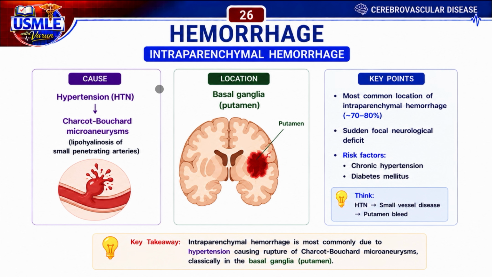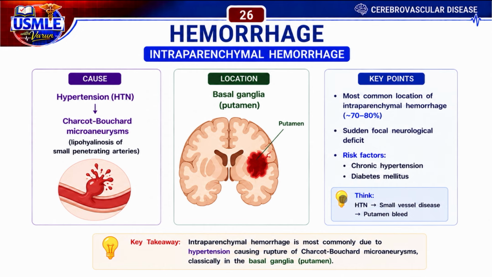Coming to intraparenchymal hemorrhage, it's most commonly caused by chronic hypertension. Mechanism of this could be rupture of small vessels or Charcot-Bouchard microaneurysms, where there is lipohyalinosis of small penetrating arteries. Location of this intraparenchymal hemorrhage could most commonly be the basal ganglia, especially the putamen. Most common location of intraparenchymal hemorrhage is the basal ganglia. There is sudden focal neurological deficit, and risk factors could include diabetes mellitus and chronic hypertension.